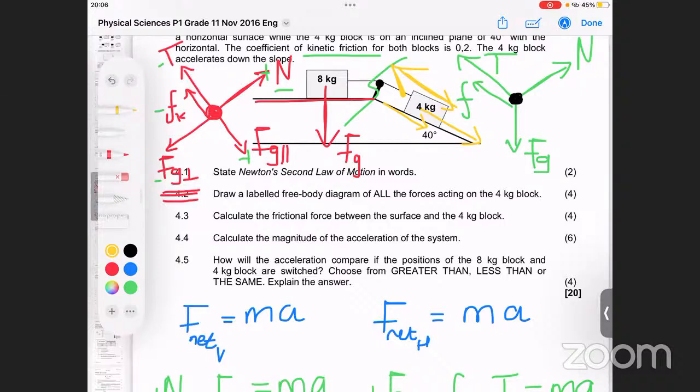You just need to know in which direction the object is moving. Is it towards the right? If it is towards the right, then your direction for friction, you're going to say towards the left. For example, if it was that 8 kg, if it is moving towards the right, that means its friction will be towards the left. But this one is down the slope. That means the friction is opposite, up the slope. Does it make sense? Yes, sir.